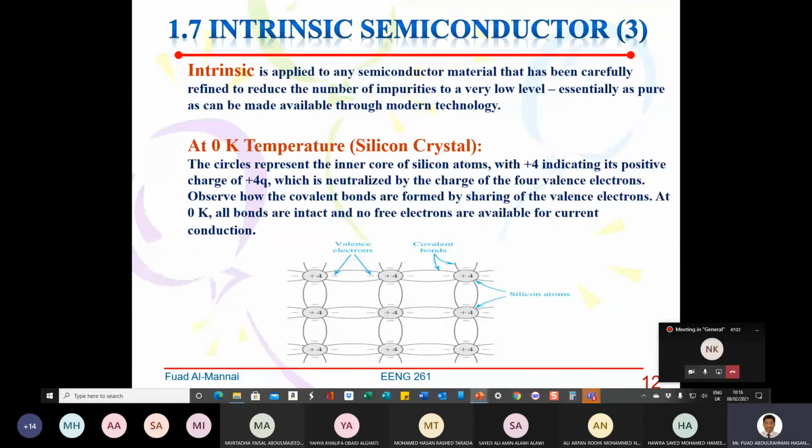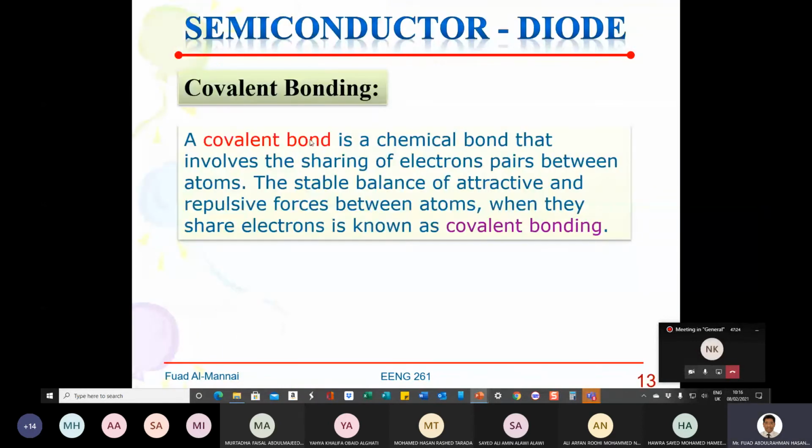Any questions? Okay, covalent bond, or covalent bonding. A covalent bond is a chemical bond that involves the sharing of electron pairs between atoms.